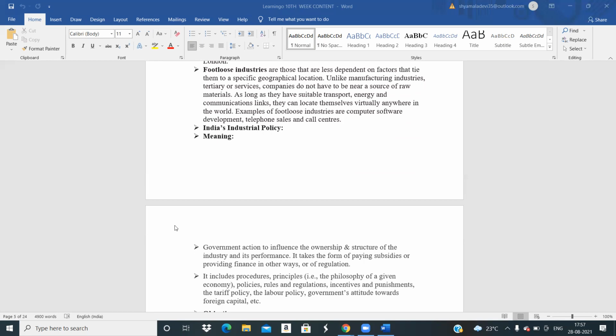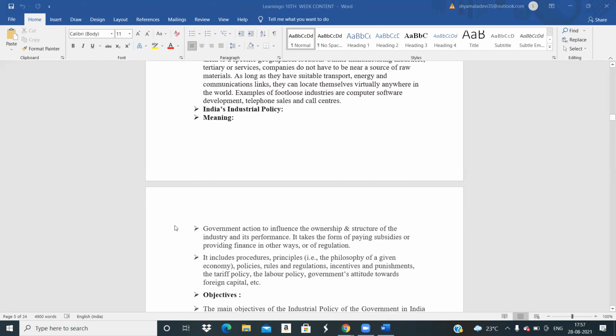So the most important thing for any country is what industrial policy you follow. Accordingly, your industrial development will also take place. It takes the form of paying subsidies, providing finances, or anything else. That means your rules, regulations, procedures, principles, then incentives, tariff policy, labor policy, government's attitude. All this is called industrial policy. Now, before going into the entire concept, I think I started with tariff policy.